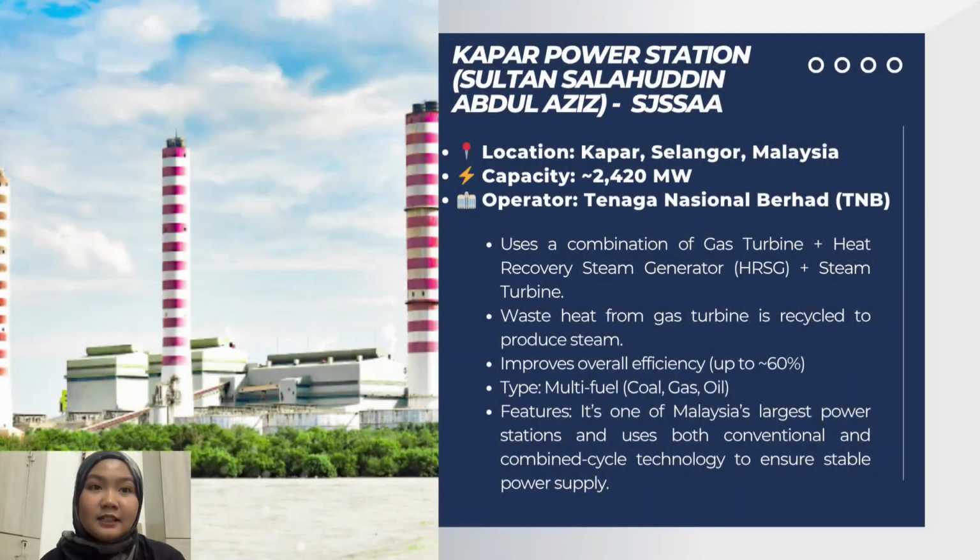Okay, next. The second example is the Kapar Power Plant, also located in Selangor. It is Malaysia's second largest thermal power station with a total capacity of 2,200 megawatts. What makes it special is its ability to use three types of fuel: coal, gas, and oil, making it flexible. The plant plays a key role in supporting the national grid and is committed to reducing environmental impact. It also serves as a local example of how large-scale energy production can balance efficiency and sustainability.